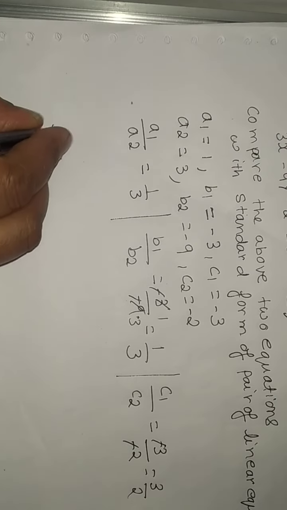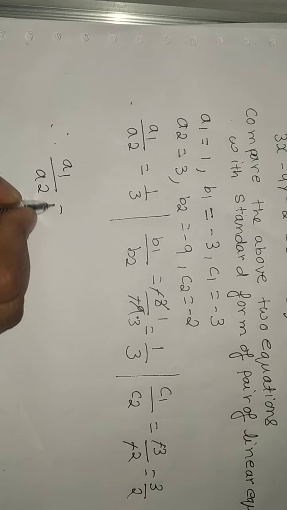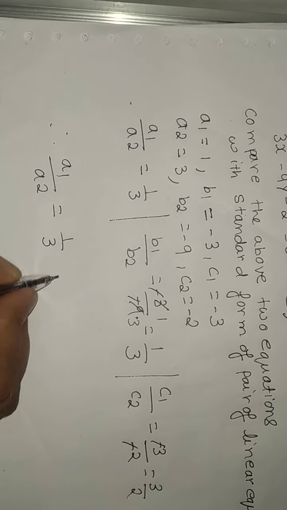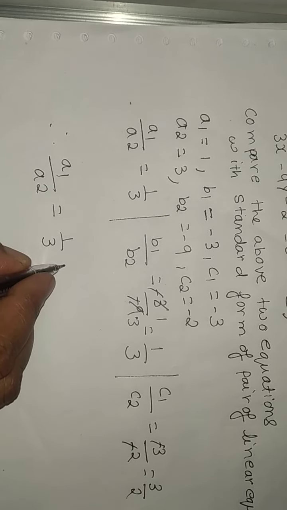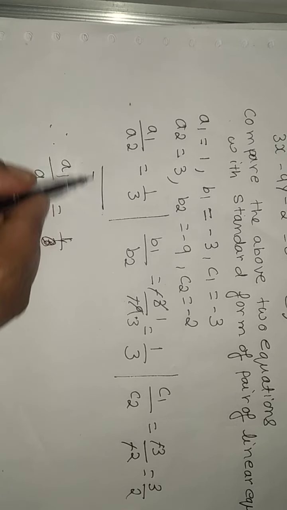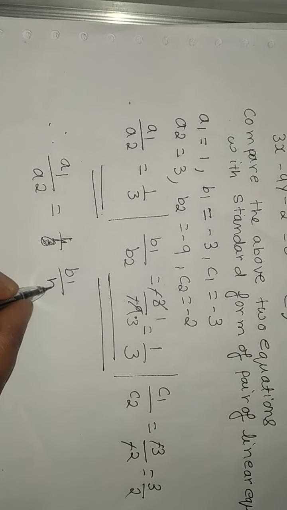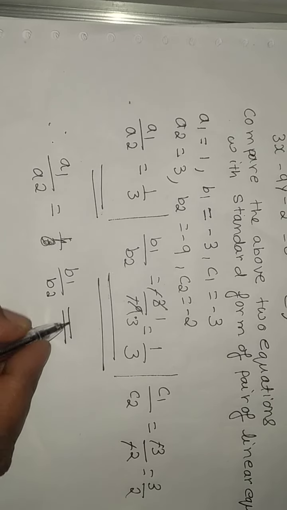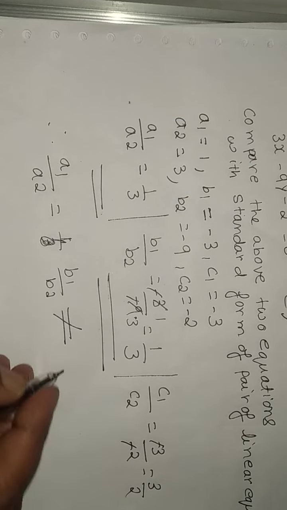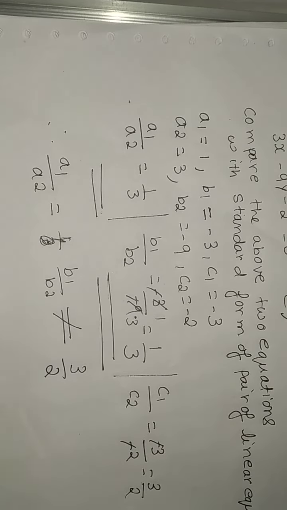Therefore finally we can write that a1 by a2 is equal to 1 by 3, and here these two are equal: a1 by a2 is equal to b1 by b2, which is not equal to c1 by c2, which is 3 by 2. So this is the solution for the first problem.